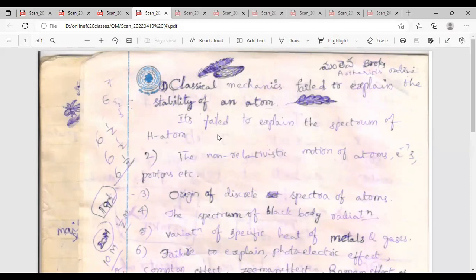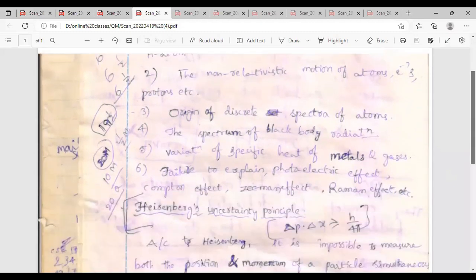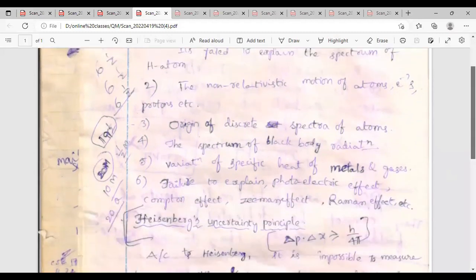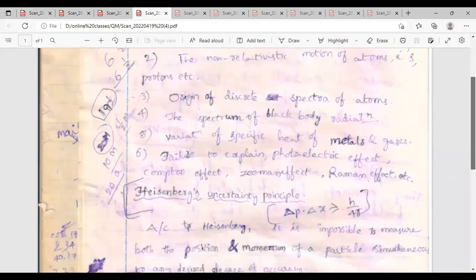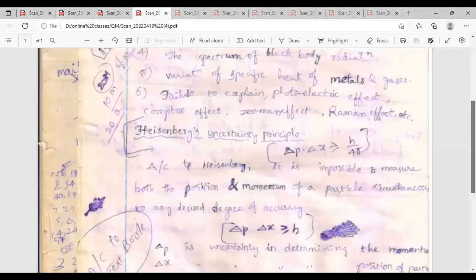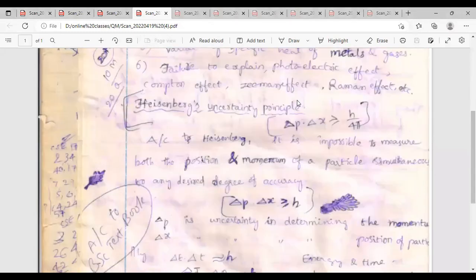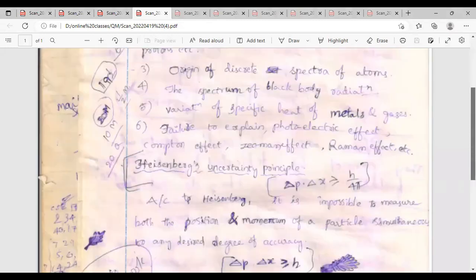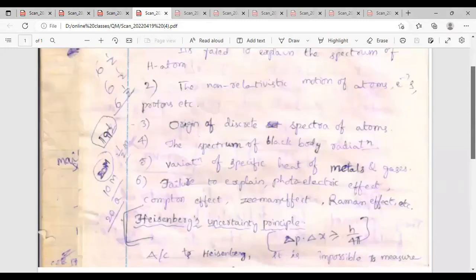So classical mechanics failed to explain the spectrum of the hydrogen atom, the non-relativistic motion of particles like electrons, protons, etc. It also failed to explain the origin of discrete spectra of atoms, the spectrum of black body radiation, variation of specific heat of metals and gases, and the photoelectric effect, Compton effect, Zeeman effect, Raman effect, etc. All these things classical or Newtonian mechanics could not explain.